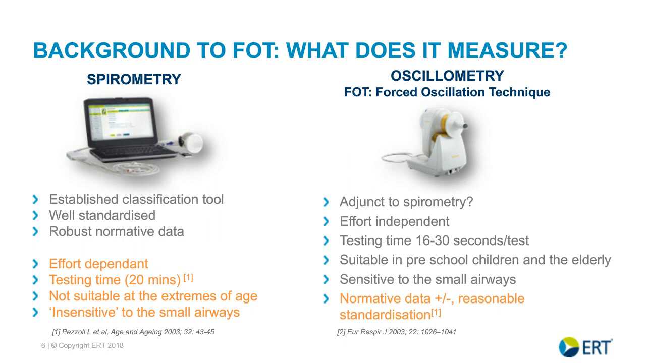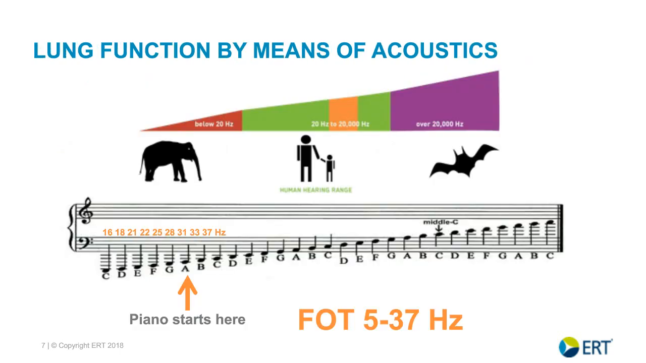So, what's the principle of FOT? And this is really highlighted on this slide here. In the top bar, you can see the normal acoustic range of human hearing. That's the green. So humans hear between 20 to 20,000 hertz. That's the normal hearing range.